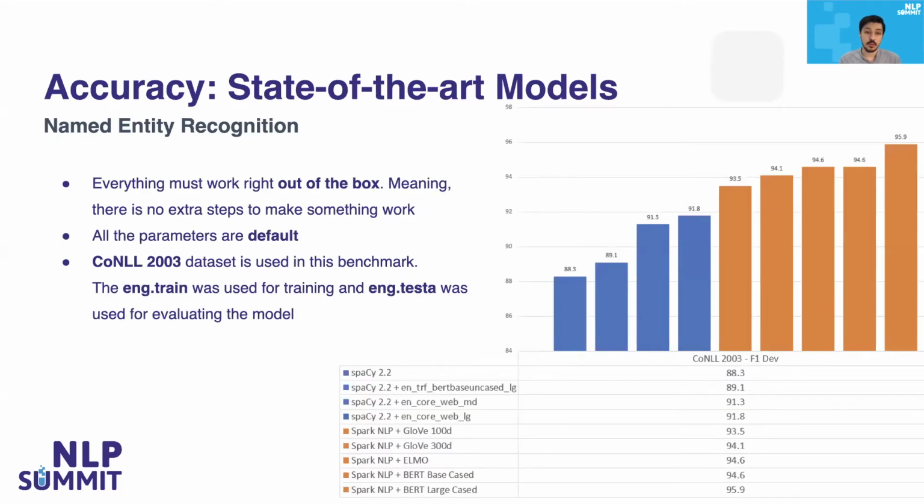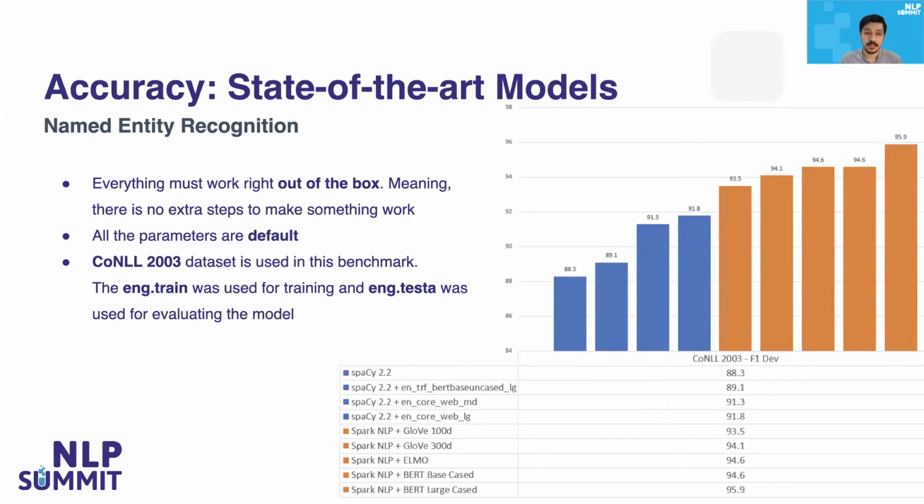However, we also did our own comparisons. We took a well-known open source NLP library and tried to compare our NER accuracy with theirs. The point of this comparison was that everything should be working right out of the box. There are no extra steps or manipulation to make something work. All the parameters are default, and as you can see, spaCy could reach almost 92% on the dev dataset in NER, while Spark NLP has very good accuracy from the smaller GloVe embeddings all the way to the BERT large model.